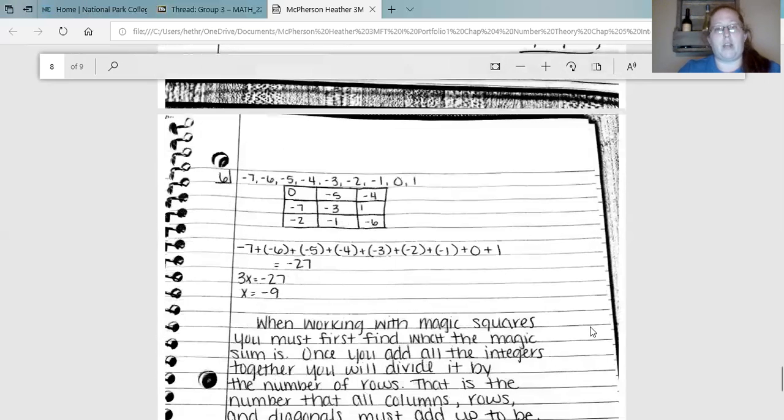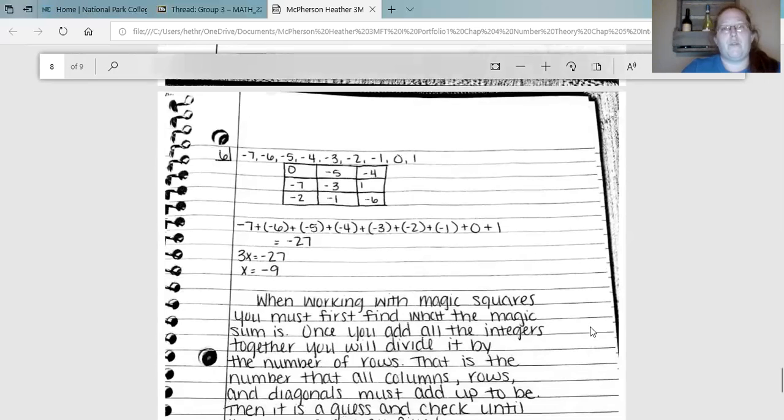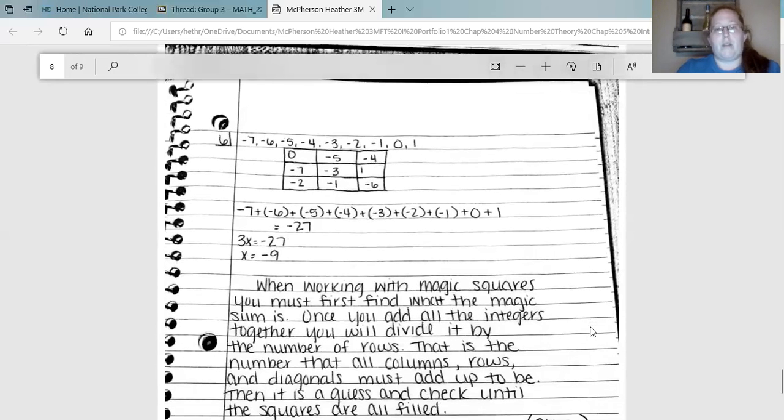Now last, we're going to look at magic boxes. Here it gives you a list of numbers, well, magic squares. So first you would have to find what this magic sum is. So you would take all of what they give you. In this problem, it's -7 plus -6 plus -5 plus -4 plus -3 plus -2 plus -1 plus 0 plus 1. Add all of those up and you get -27.